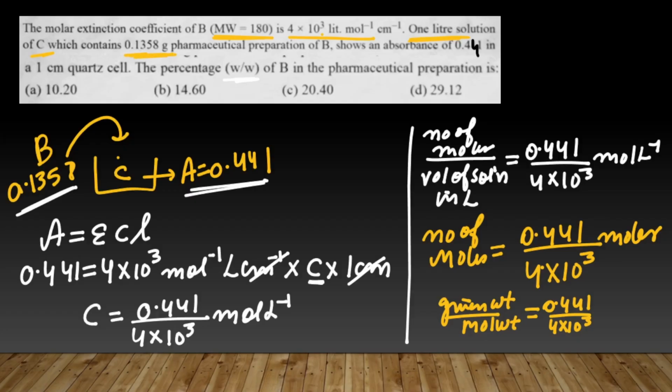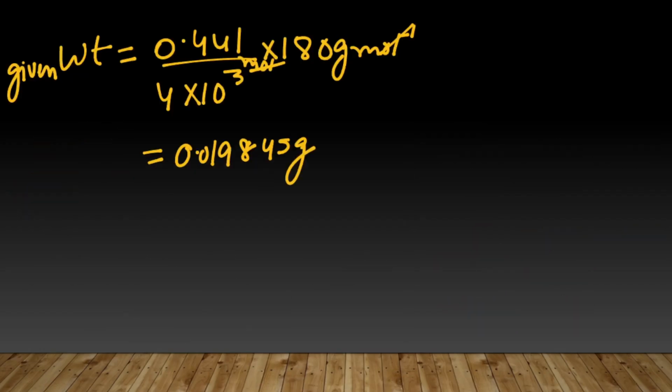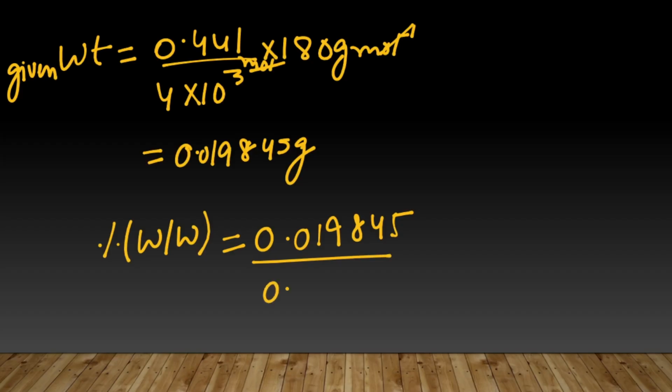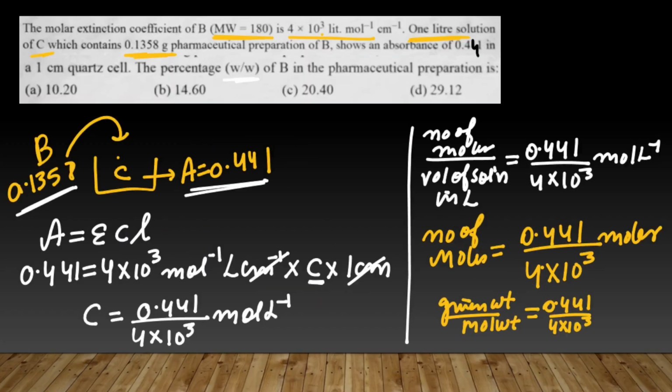0.1358, but in the solution, based upon the absorbance, how much of the B was involved is this much. So the percentage weight by weight is equal to 0.019845 upon 0.1358. Multiply this by a factor of 100 to find the percentage, which we get as 14.6%. So this is how the weight by weight percentage has to be calculated. Okay, so the correct answer is option B in this case. I hope the concept is clear.